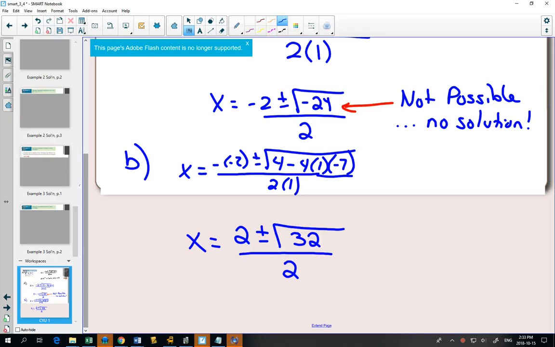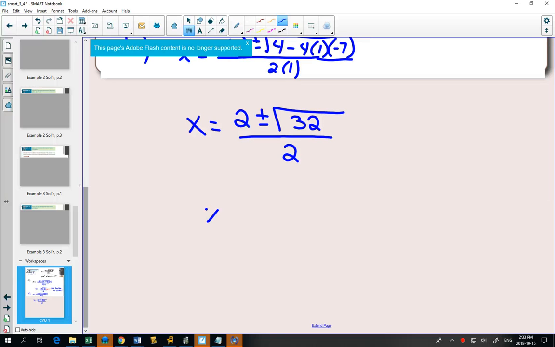We are almost done, but in all of our mathematics that we do, we need to simplify. And we need to simplify in all forms. So here, square root of 32, that can simplify to 4 root 2, all divided by 2.